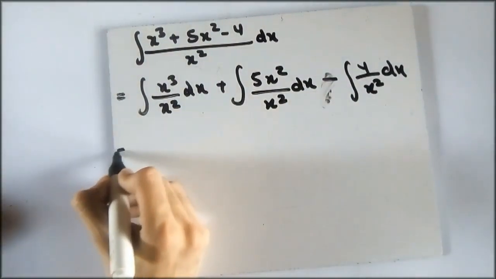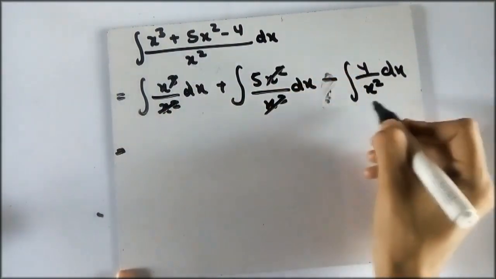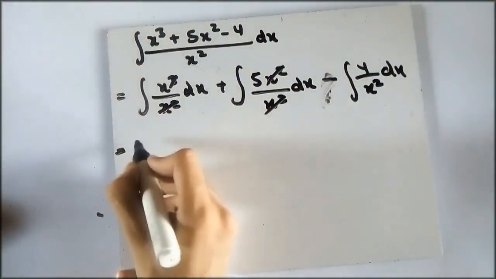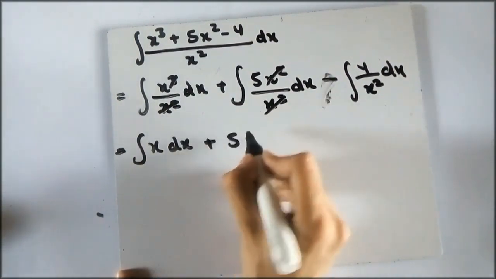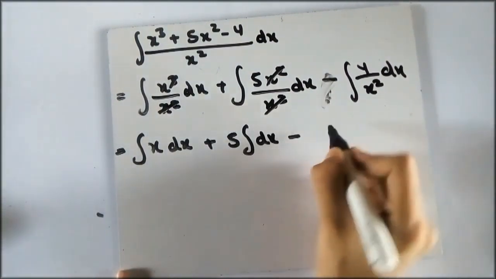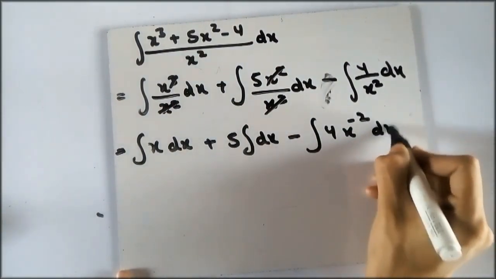Now we will just do some little tricks, which is this. We'll cut this one and also this one, and this will go up there like this. Integration of x dx plus 5 integration of dx minus 4 integration of x raised to the power minus 2 dx.